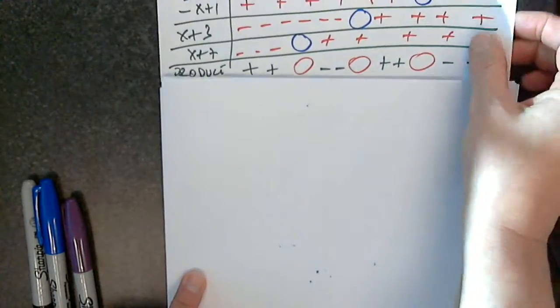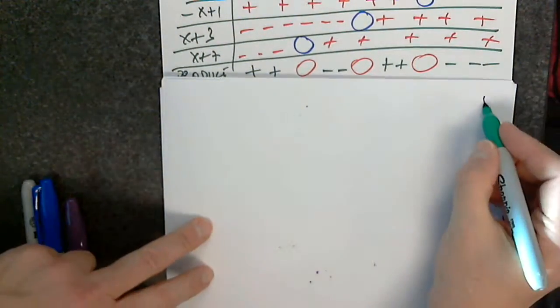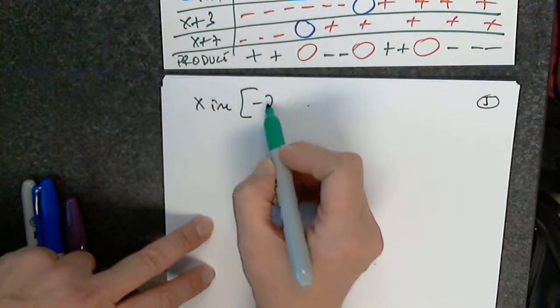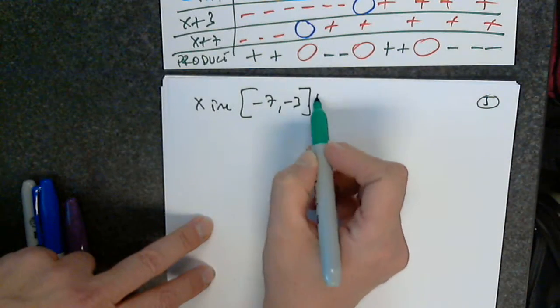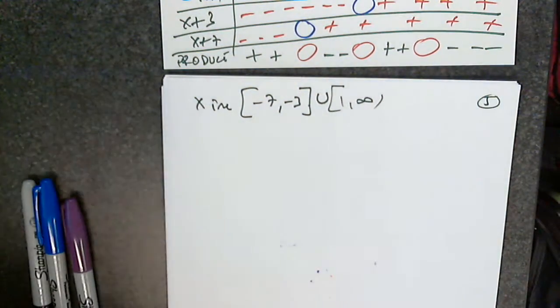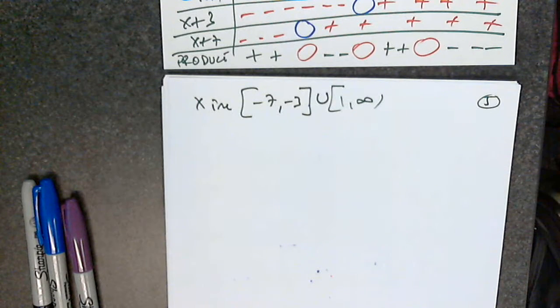Yes. So then the solution would be x in the interval negative 7, negative 3 union. Do we all agree with this? Okay. So then are we okay with nonlinear inequalities? Is that all we're going to do on the test?